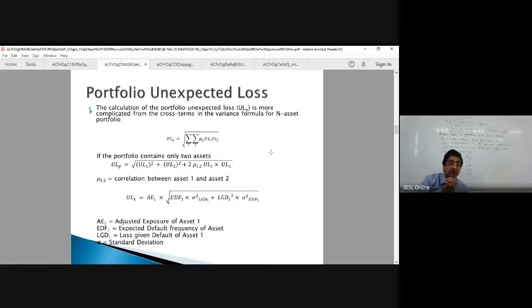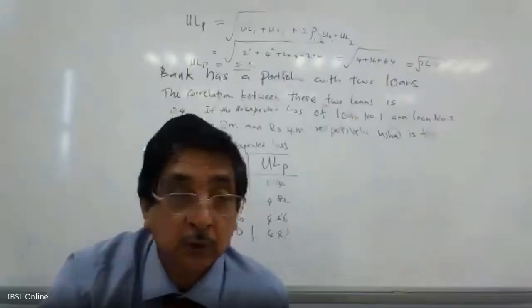And you can just see the UL1 formula, that is the calculation of an individual loan's unexpected loss formula. In that formula, you have three factors: LGD, EDF, and AE. Now, there also, when the EDF goes up, unexpected loss will go up in an exponential manner. Right. Now, anything you need to clarify on this? Now, I will go to the calculation of unexpected loss of an individual loan also here by using this formula.